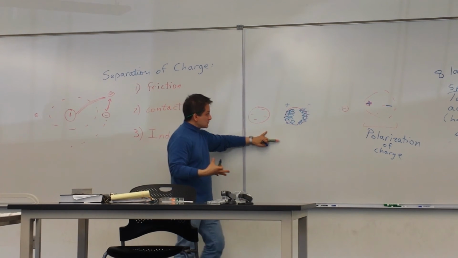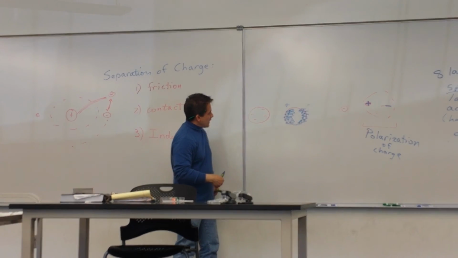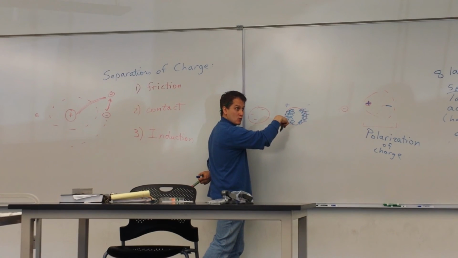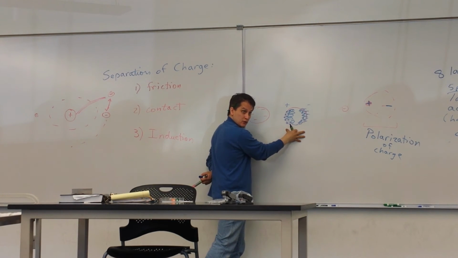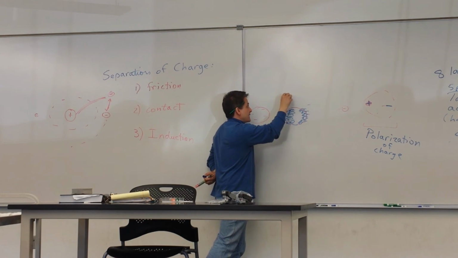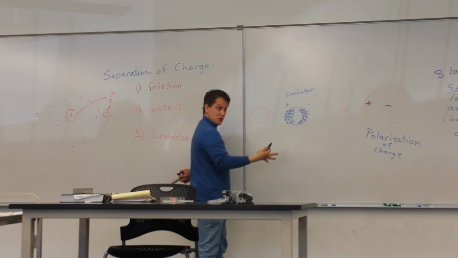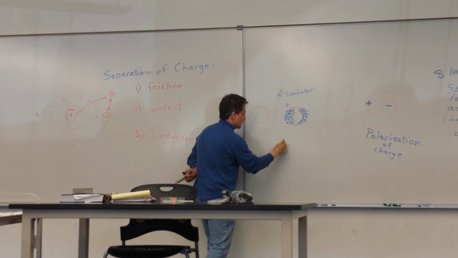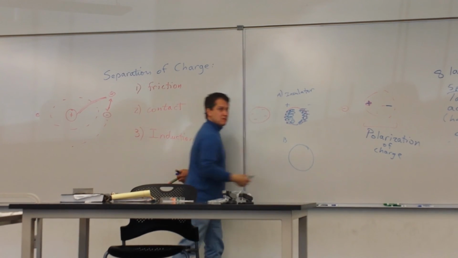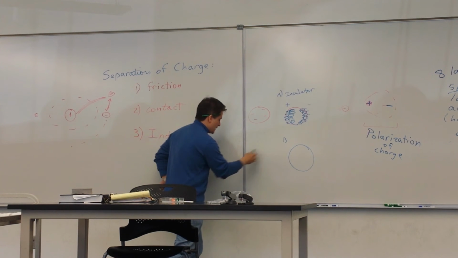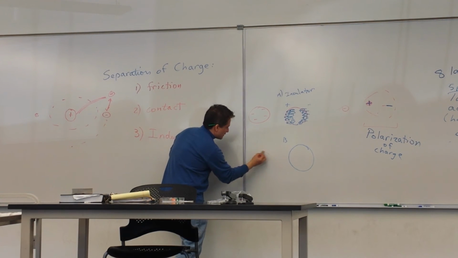Now, this would be a non-conductor or an insulator where the positive negative charges are held tightly. This would be an example of an insulator. Now the alternative would be if the non-charged neutral ball or sphere, I'll bring my own negative charge here.